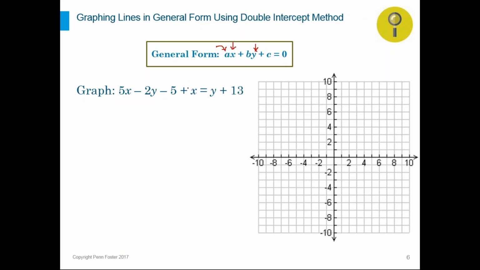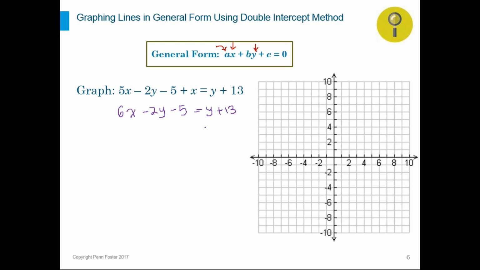Remember, 1 is there. So 5 and 1 is 6x. And then minus 2y minus 5 equals y plus 13. Now I need to bring everything over to one side to put it in general form, with everything on one side and a 0 on the other side.